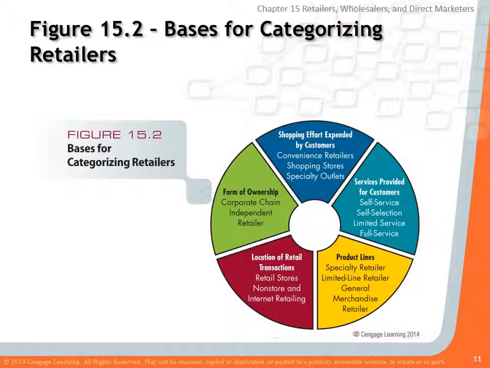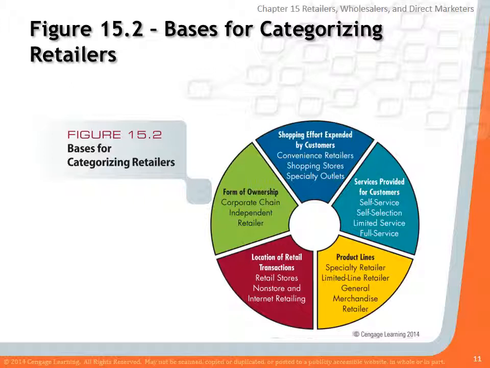Now let's talk about the basis for categorizing different retailers. And there are basically 5 different ways to classify retailers. You can classify them by shopping efforts, services provided, product lines, location, as well as form of ownership. Let's talk about form of ownership first.